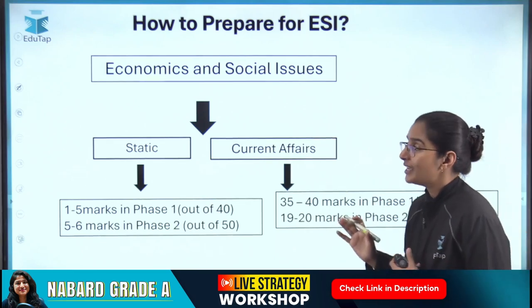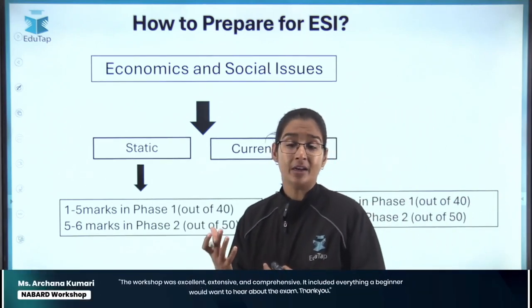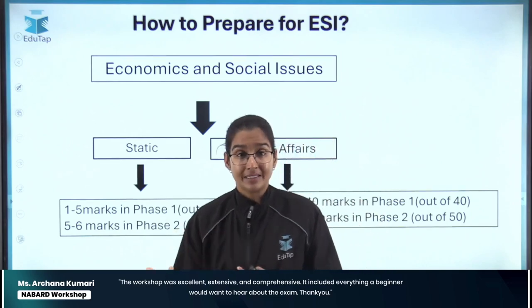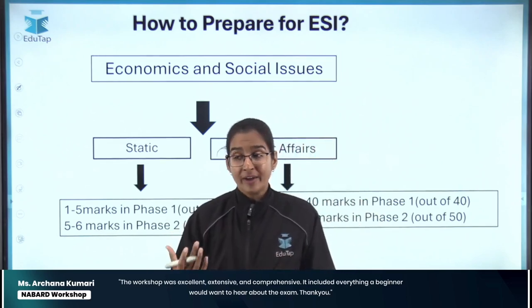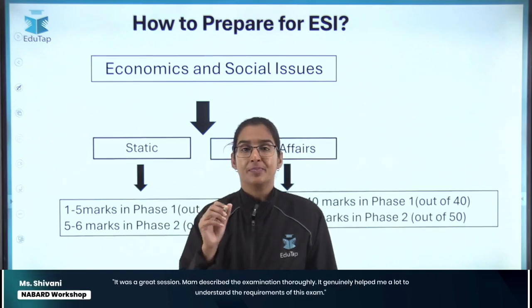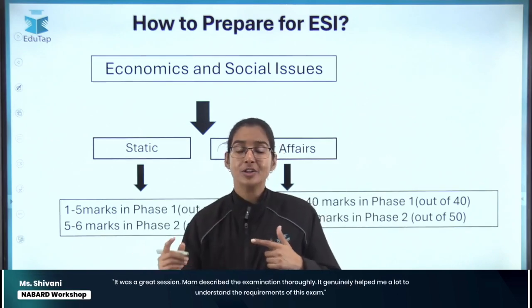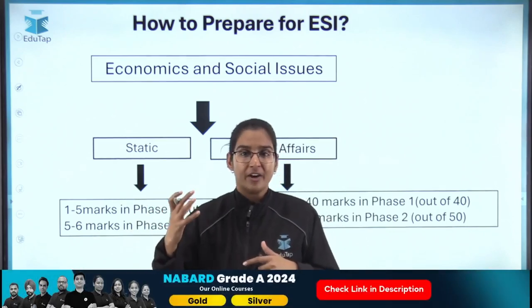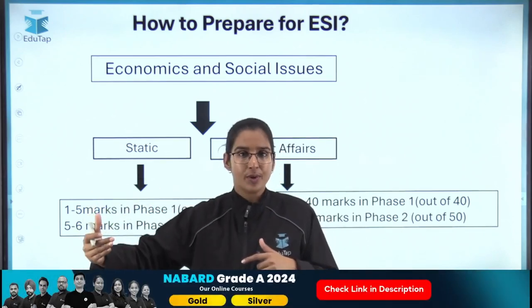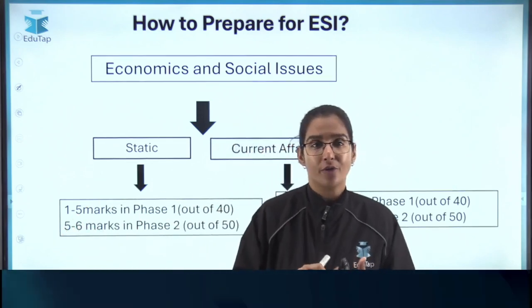So for the ESI, you majorly have to prepare the current affairs. But does that mean that we can compromise on the static part? No, you cannot compromise on the static part. Why can we not compromise? Because the static part will help you, one, in understanding the current affairs. You will not be able to understand the economic terms which occur in the newspaper or the finance related current affairs if you do not have a good knowledge of economics.